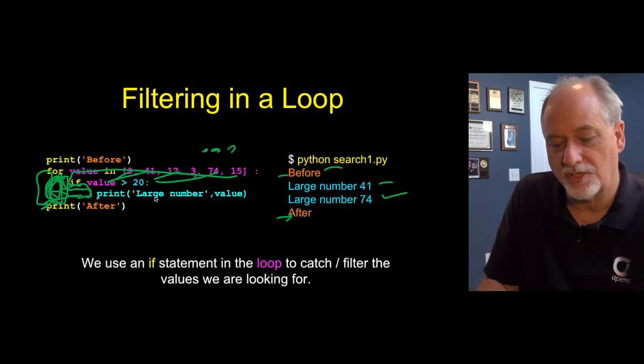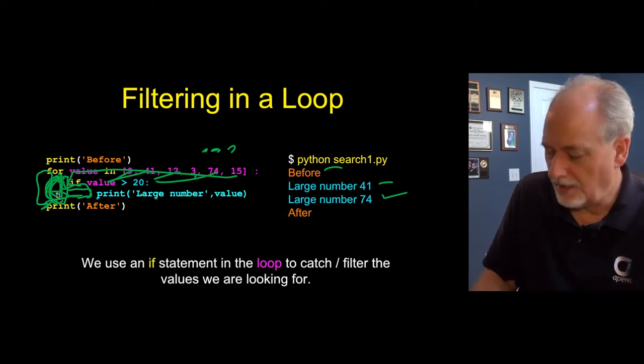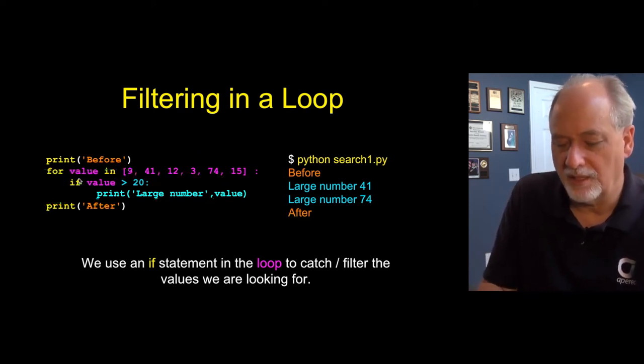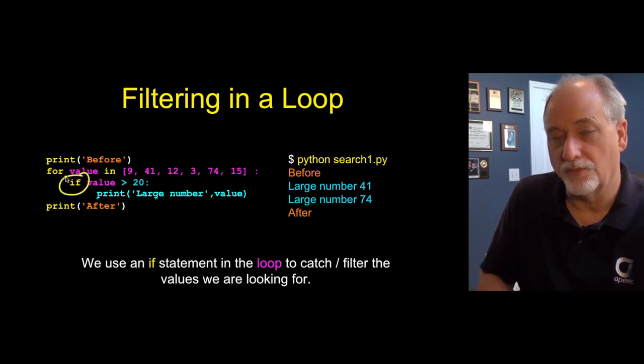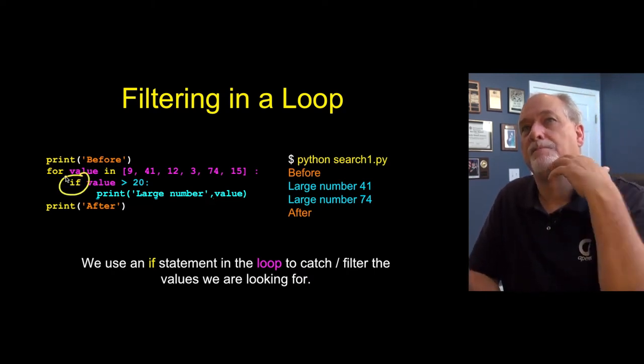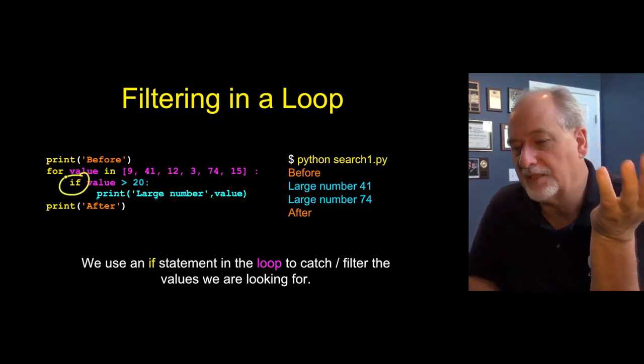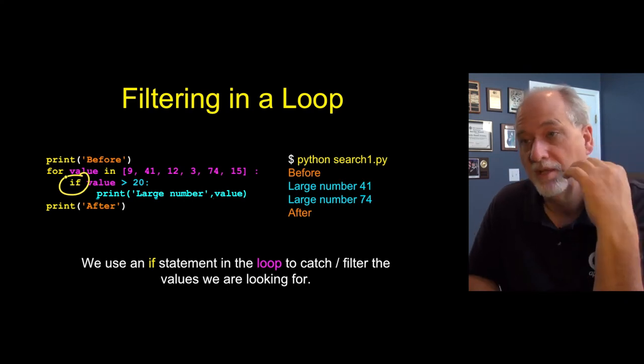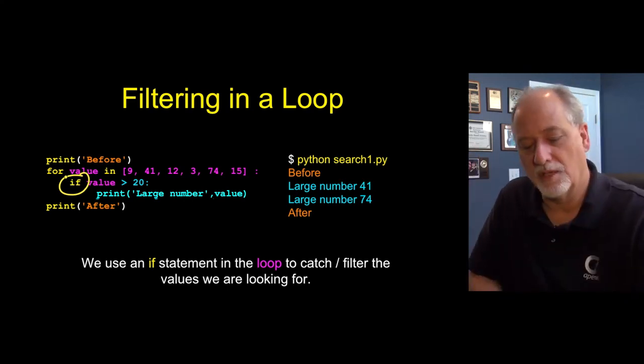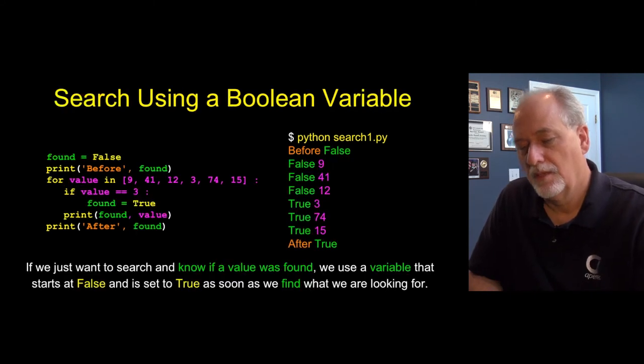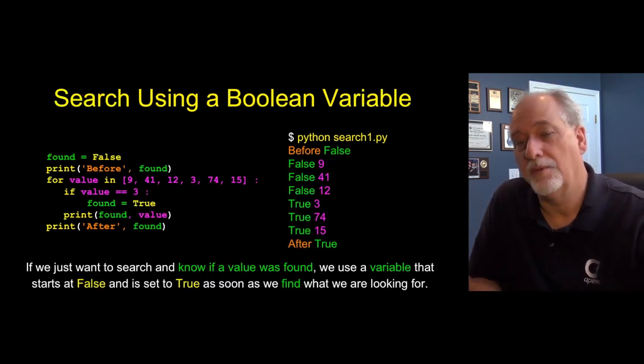And so this is just the notion of having an if statement inside of a for loop, where we're sort of picking or choosing or selecting or looking for something in a large set of things that we're looping through. We can also say, I want to know if a particular value is there. And so we're going to use a Boolean variable.